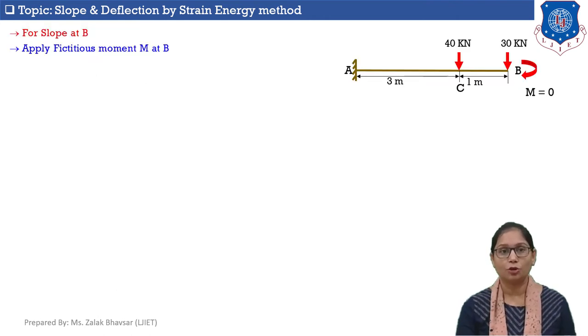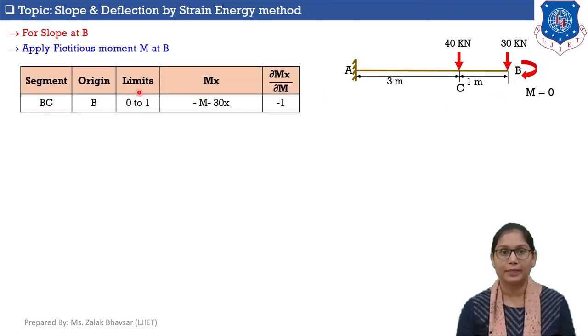Now let's calculate slope at point B. Okay, so for calculating slope at point B, we need to apply fictitious moment M is equal to 0 at point B. So here in this figure you can see that I have applied one moment M is equal to 0 at point B. Here we will calculate Mx and del Mx by del M of segment BC and CA separately. So let's start with segment BC. For segment BC, origin will be B and limit will be 0 to 1.